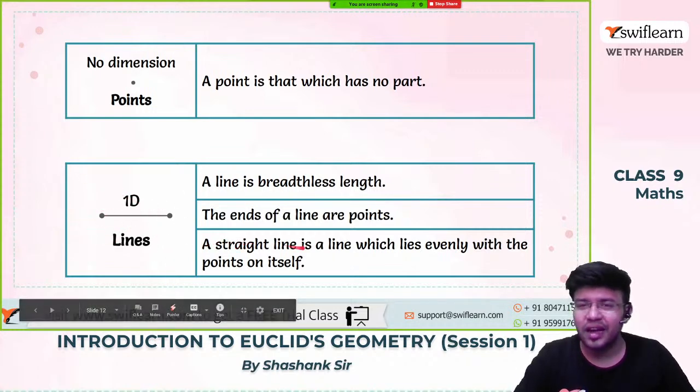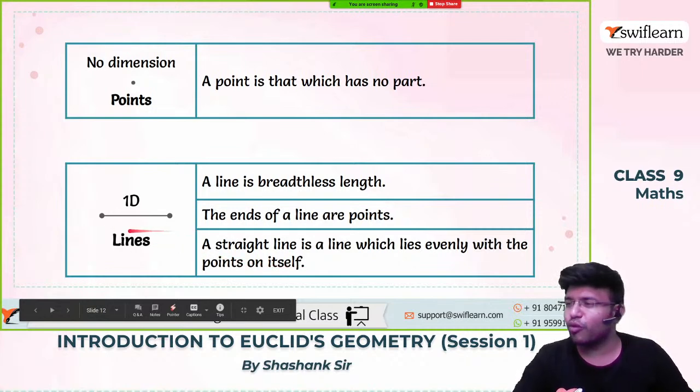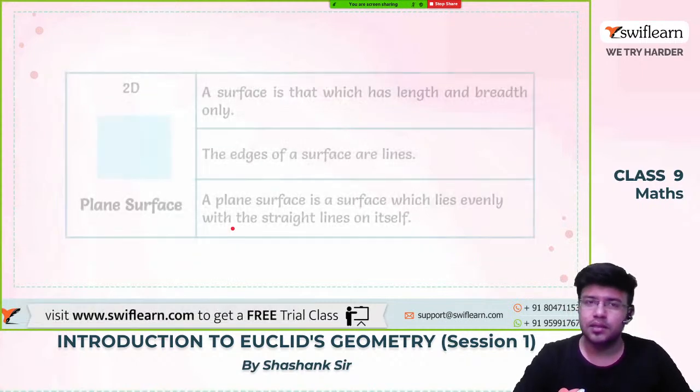And the straight line is a line which lies evenly with the points on itself. Okay, a line is made up of infinitely many points. This is what it says.